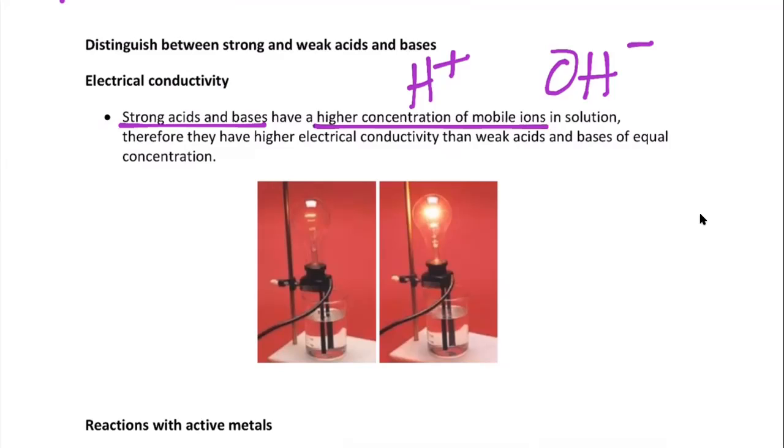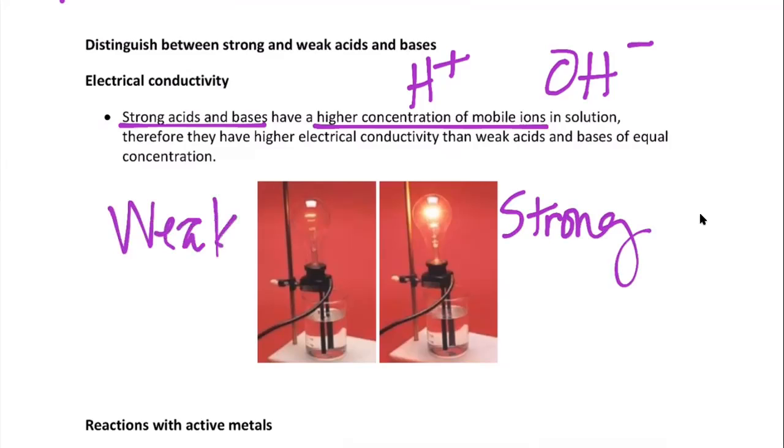Wouldn't the strong acid and base be at the right? Yes. So this one is going to be strong. Now I can't tell just from this picture if it's an acid or base. I'd have to test with some pH paper or a pH meter, or litmus paper. But I can tell that that one's strong and this one is weak because it is lit up. It's just very, very faint. You can just barely see it lighting up there.